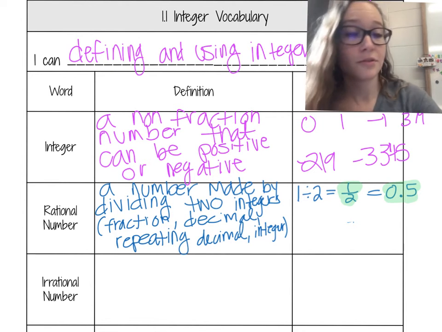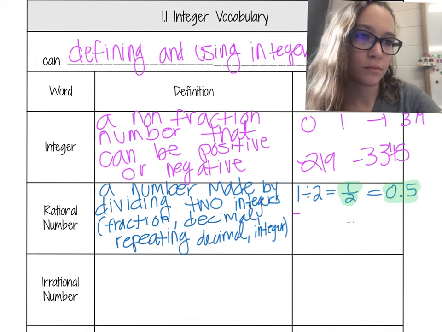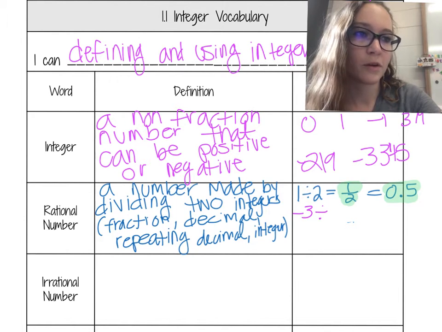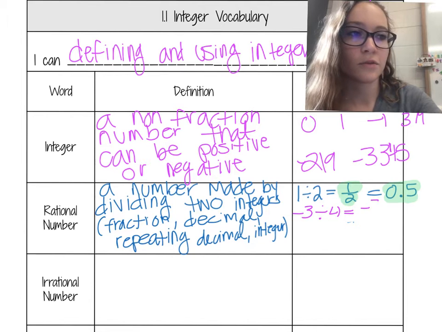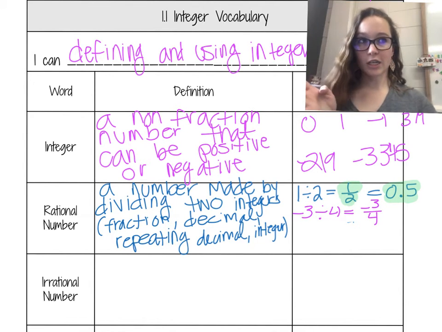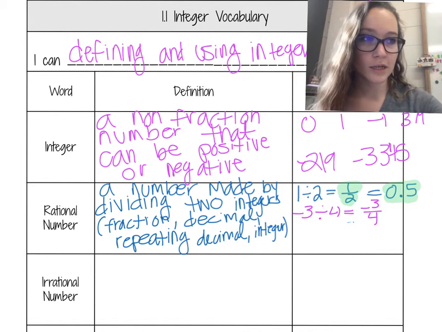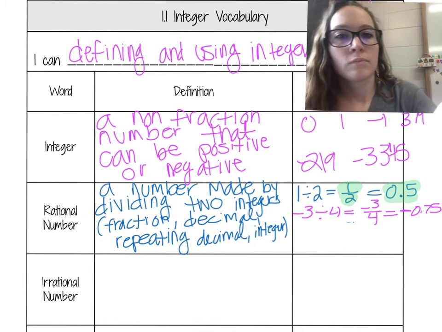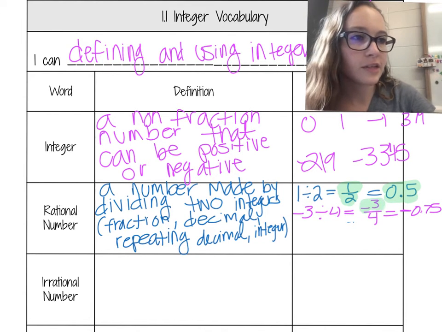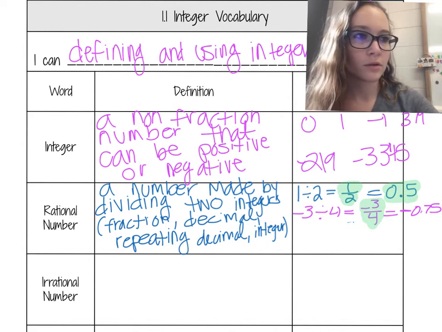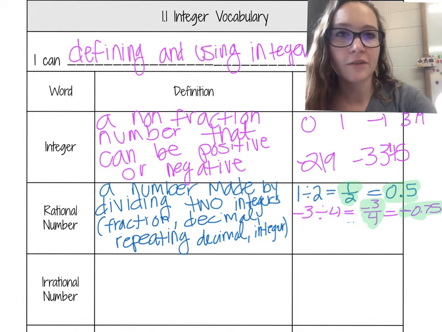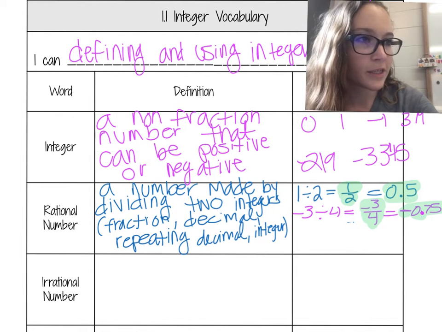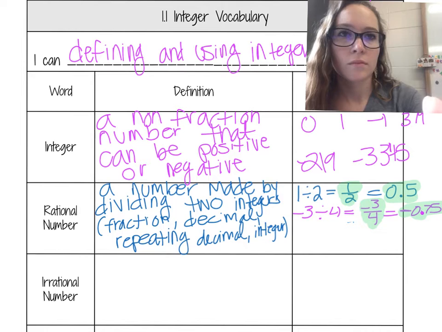You can also have a negative. So we could do -3 divided by 4, which is -3/4. If I took -3 divided by 4, you would get -0.75. So again, this -3/4 is a rational number. The -0.75 is also a rational number. I'll make this decimal bigger.